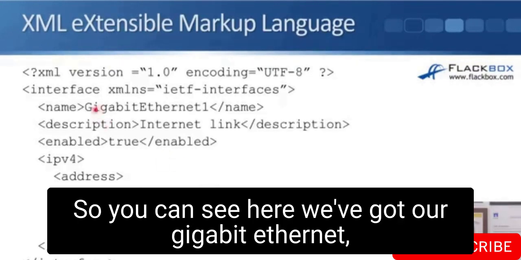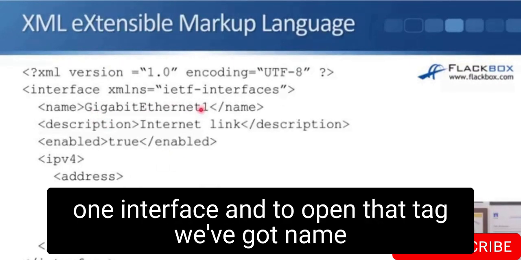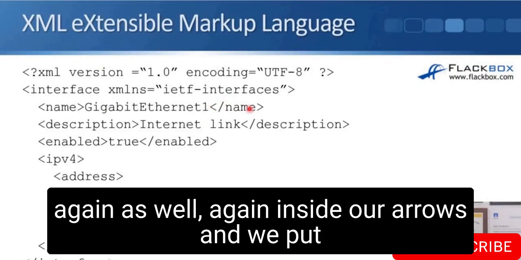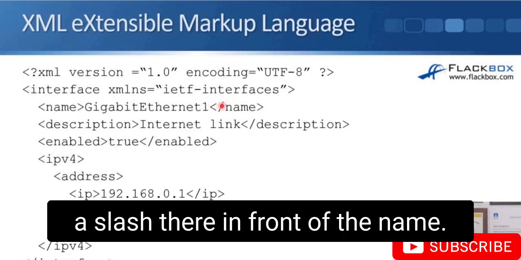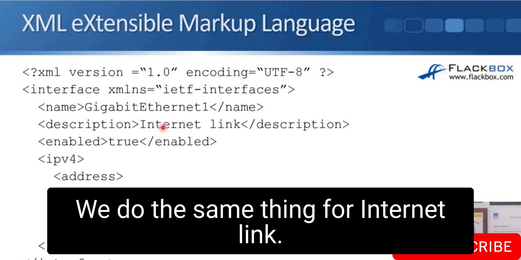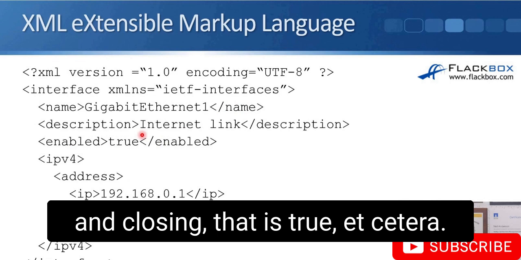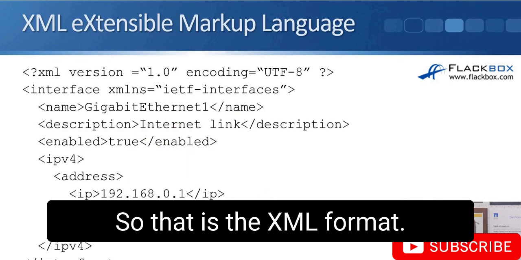So you can see here, we've got our GigabitEthernet1 interface. And to open that tag, we've got name inside our arrows, and then to close it, we say name again as well, again inside our arrows, and we put a slash there in front of the name. We do the same thing for the interface link. We've got opening and closing the description, opening and closing the enabled, etc. So that is the XML format.